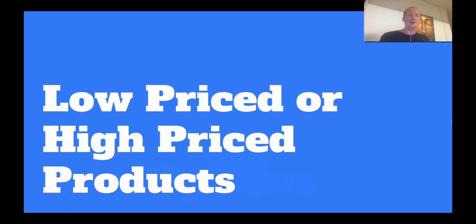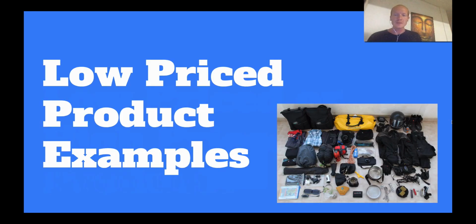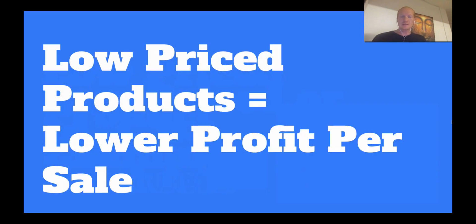You have low price products or high price products, okay? These are some examples of low price products that people try to sell online. If you look at that picture right there, you'll see a lot of different outdoor gear and little accessories like flashlights, chargers, pocket knives, gloves, motorcycle helmets, boots, all this stuff right here. Each of these things is going to cost probably under $200 to sell. And with that said, low price products equals lower profit per sale, okay?